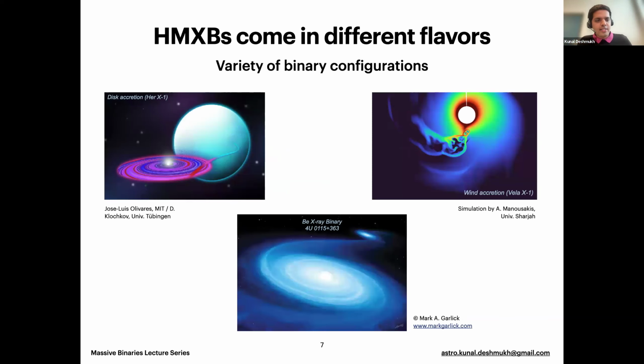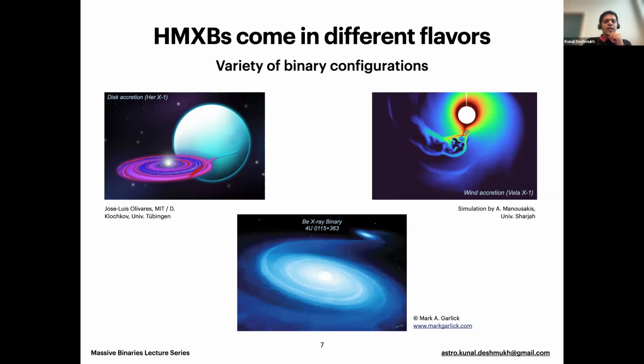Some visualization for these. We have some example pictures. All of them are artistic or simulations, because we can't really see these stars or resolve them very nicely. But on the top left, we have the disk accretion case, where you can see formation of a nice accretion disk around the compact object. The bottom example is a BE X-ray binary, where the BE star itself has a very big decretion disk. And the third example on the right is a wind-fed system, which is the famous Vela X-1 X-ray binary system that has been extensively studied.